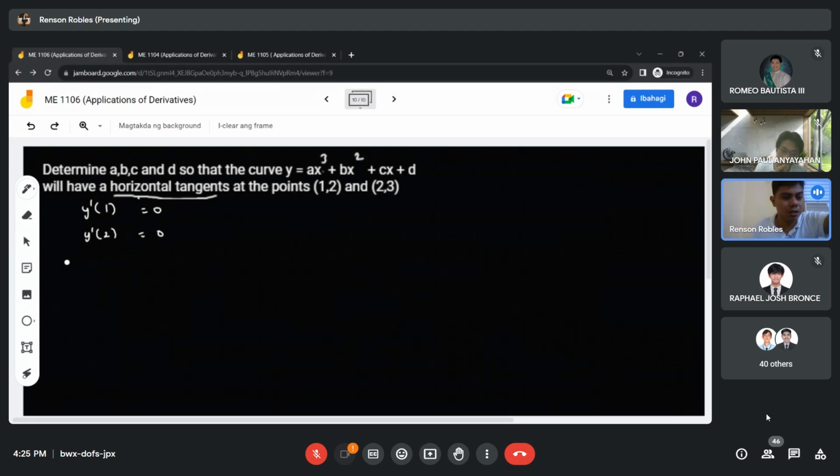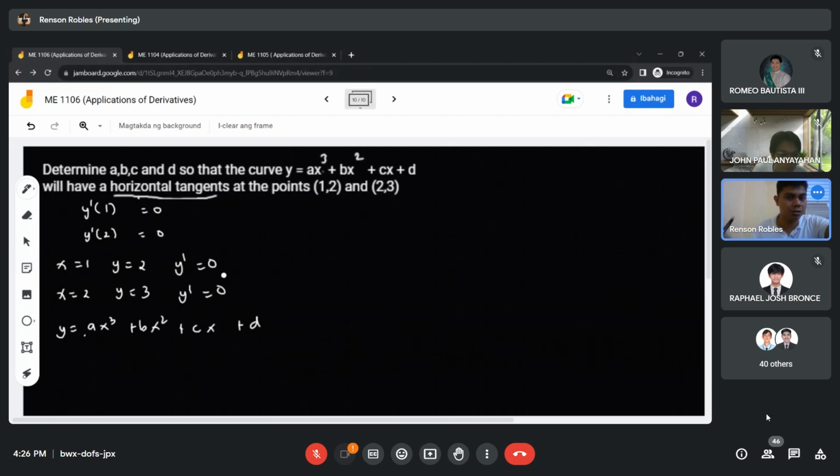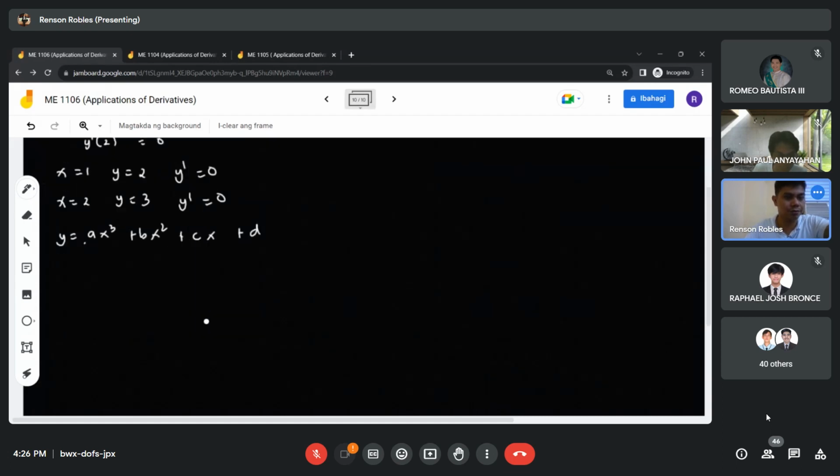So you have these values. When x is 1, y is equal to 2, and y prime is 0. Okay? And the other one is when x is 2, y is equal to 3, and y prime is equal to 0. And then you use the equation y equals ax cubed plus bx squared plus cx plus d. Since you have 4 unknowns here, a, b, c, d, you need to have 4 equations.